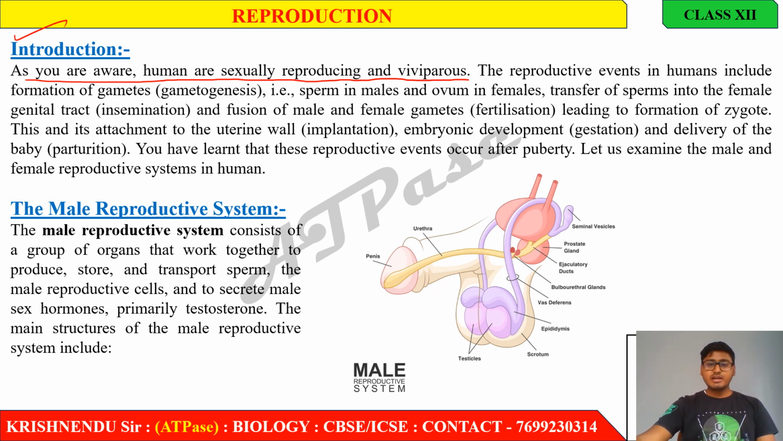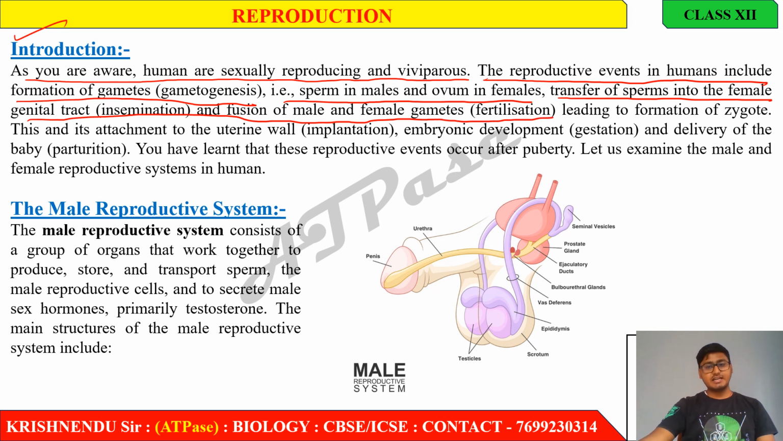Okay, the reproductive events in humans. The reproductive events in humans include formation of gametes, that is gametogenesis, that is sperm in males and ovum in females, transfer of sperm into the female genital tract, that is insemination, and fusion of male and female gamete, that is fertilization, leading to the formation of zygote.